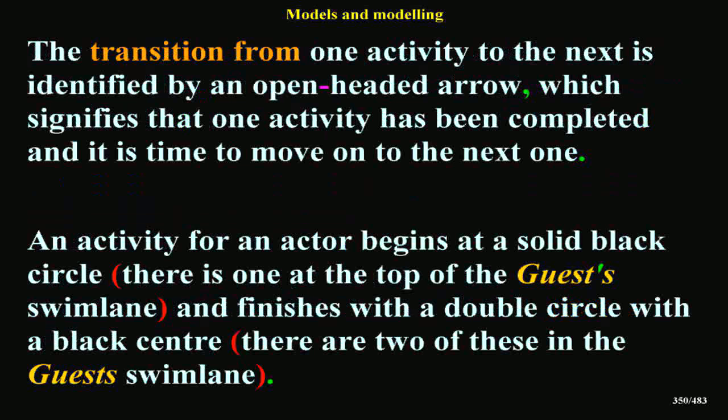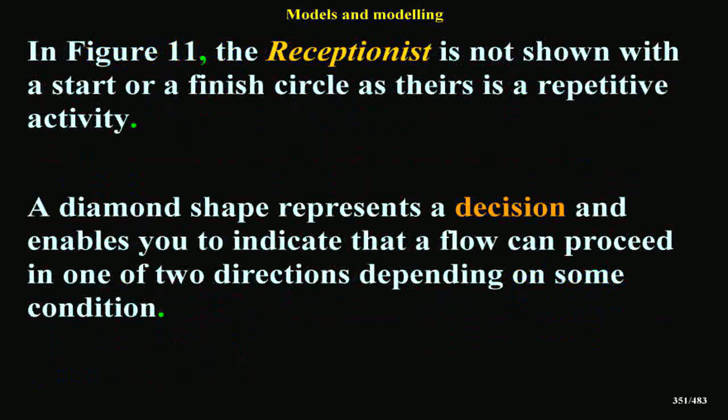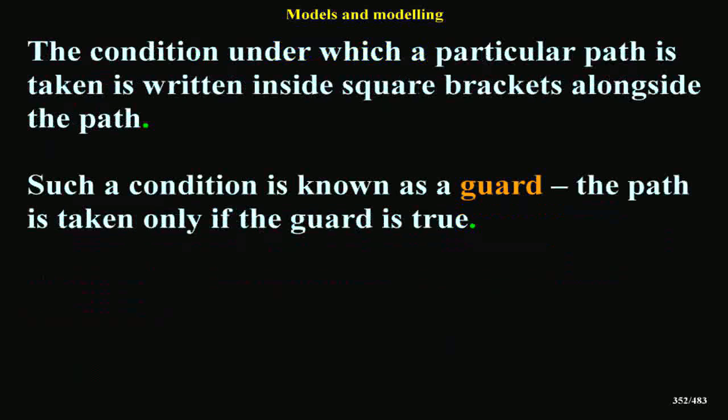An activity for an actor begins at a solid black circle. There is one at the top of the guest's swim lane. It finishes with a double circle with a black center. There are two of these in the guest's swim lane. In Figure 11, the receptionist is not shown with a start or a finish circle as theirs is a repetitive activity. A diamond shape represents a decision and enables you to indicate that a flow can proceed in one of two directions depending on some condition.